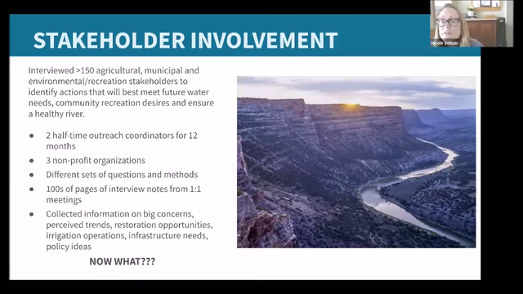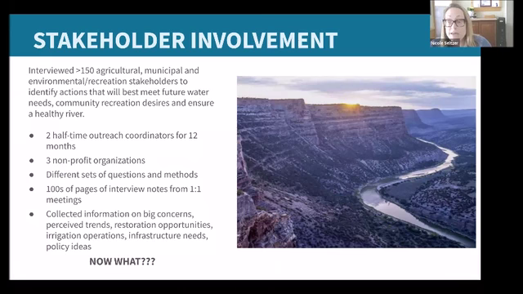So in terms of the stakeholder involvement, which is what we wanted to talk about today, we spent about a year interviewing 150 agricultural, municipal, and environmental and recreational stakeholders to identify actions that they believe would best meet our future water needs, community recreation desires, and ensure a healthy river. We spent about 12 months. We had 2 half-time people that did the outreach coordination for us.